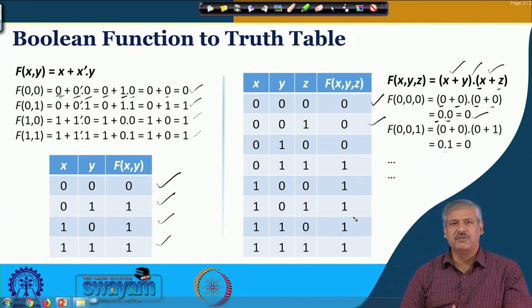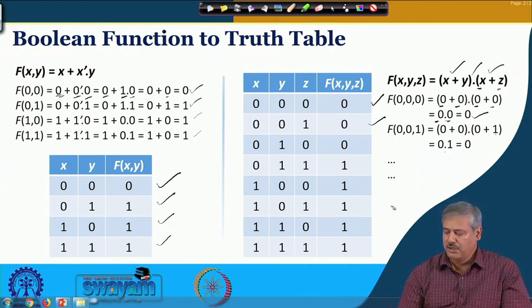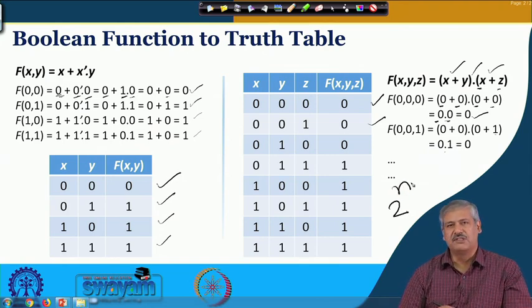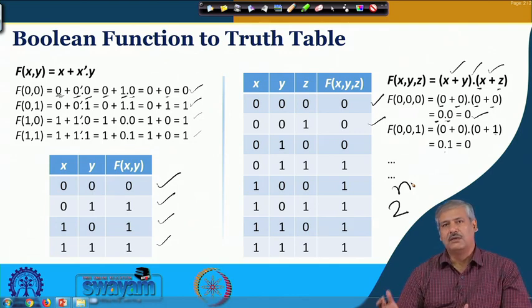Given any function of any number of variables, you know that the number of rows in that truth table will be 2 to the power n if n variables are there, and we shall go on substituting each value of the combination and work out the AND and OR operation and complement operation, and then finally we will get the different entries.